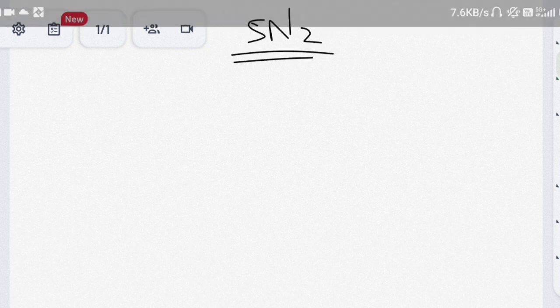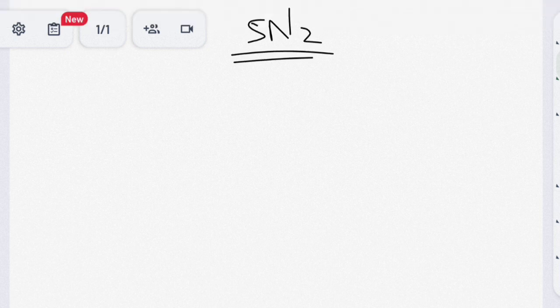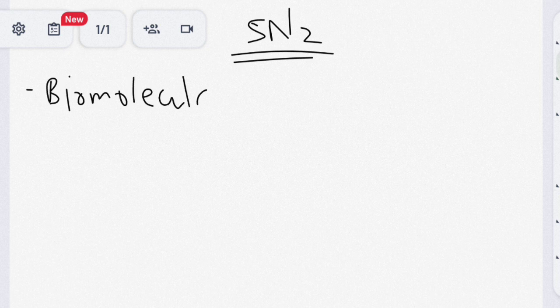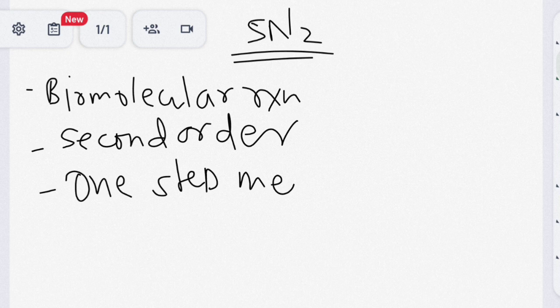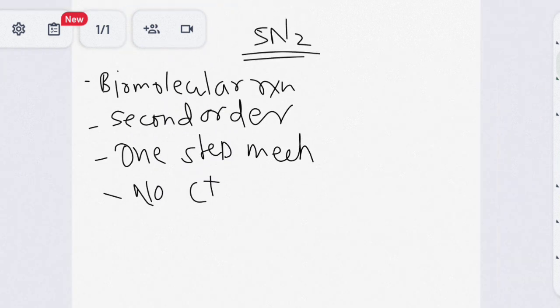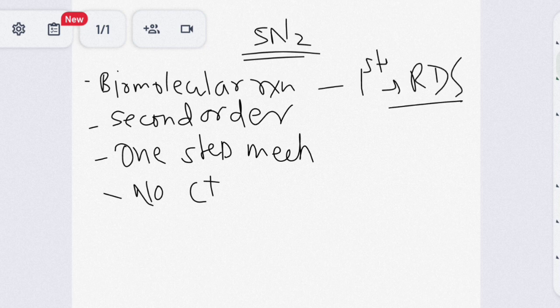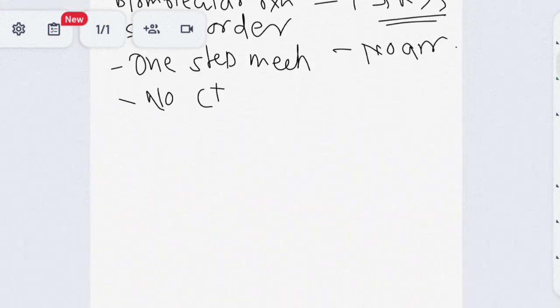We will study what exactly the SN2 mechanism is, what its properties are, etc. First of all, it is a bimolecular reaction, which is second order, and it is a one-step mechanism. No carbocation is formed in this reaction, and the first step is the RDS, that is the rate determining step. No rearrangement, as no carbocation is formed, no rearrangement will take place.